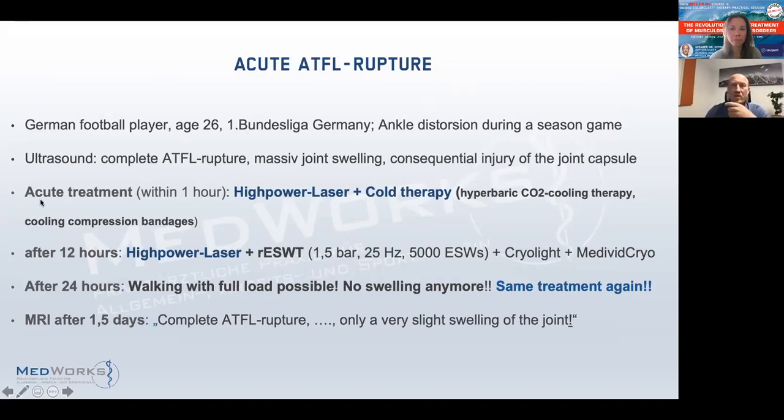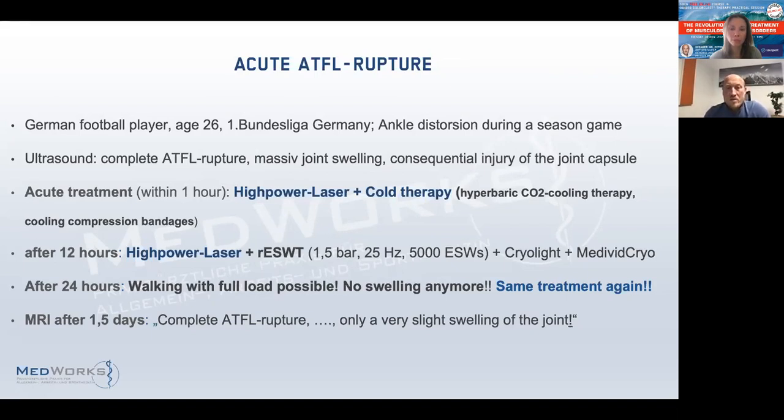Then we treated him with the high power laser and cooling therapy, as I told you before, put it into a cooling plaster. And after 12 hours, we did the high power laser again, and we could start shockwave because the swelling went away, the pain went away. And after the laser, we could really work with 1.5 bar on his ankle, which is, I think, with such a fresh injury, very, very good.